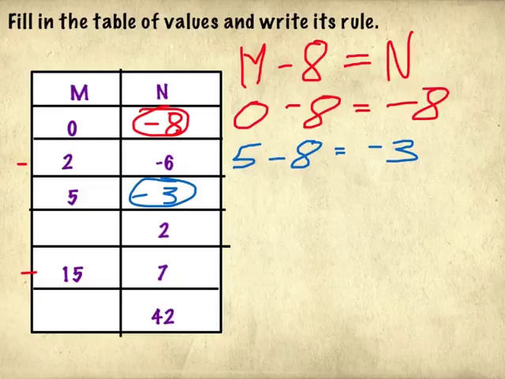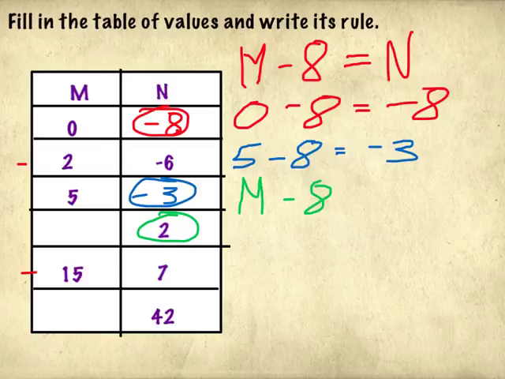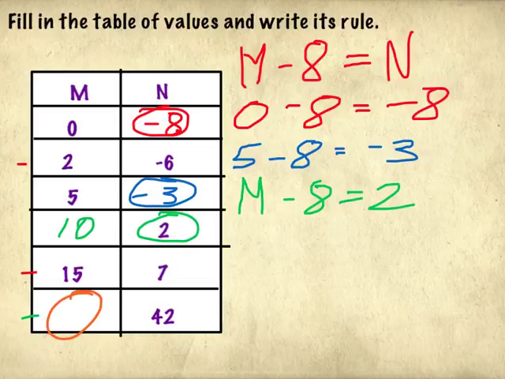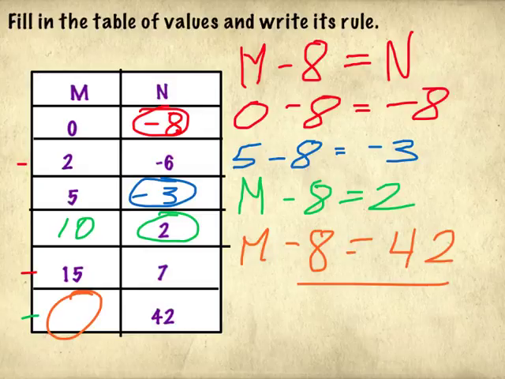Then my next one I have n but not m, so we're going to do m take away 8 equals 2, which what take away 8 is 2? The answer must be 10. And then we'll go down here. We have one more that we need to do. So it's something for m. Take away 8 equals 42. So to find m, I just have to go 8 plus 42, and the answer is 50.